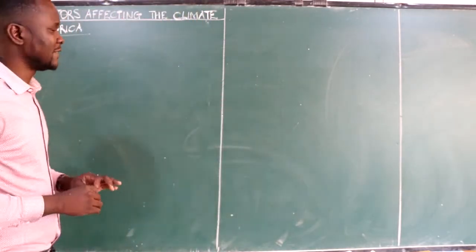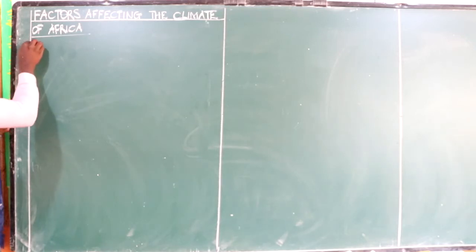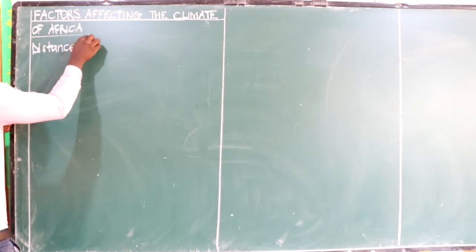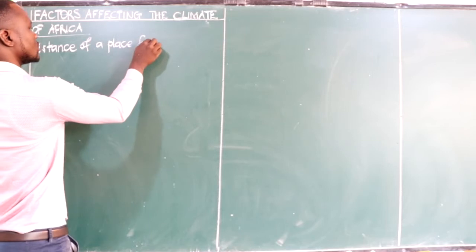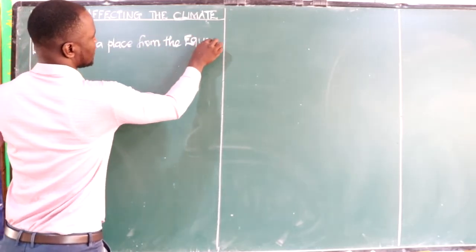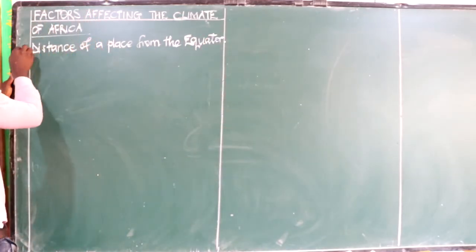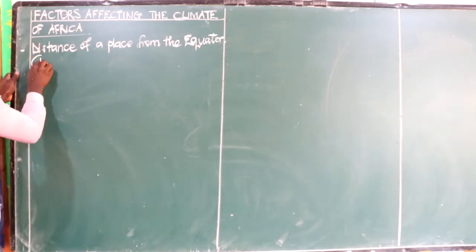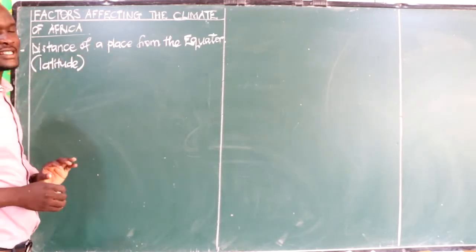So the factors given, among others, include, we have the distance of a place from the equator. Distance of a place from the line marked 0 degrees, that is called equator, that is factor number 1. This is what we also write as latitude. We write it as latitude.